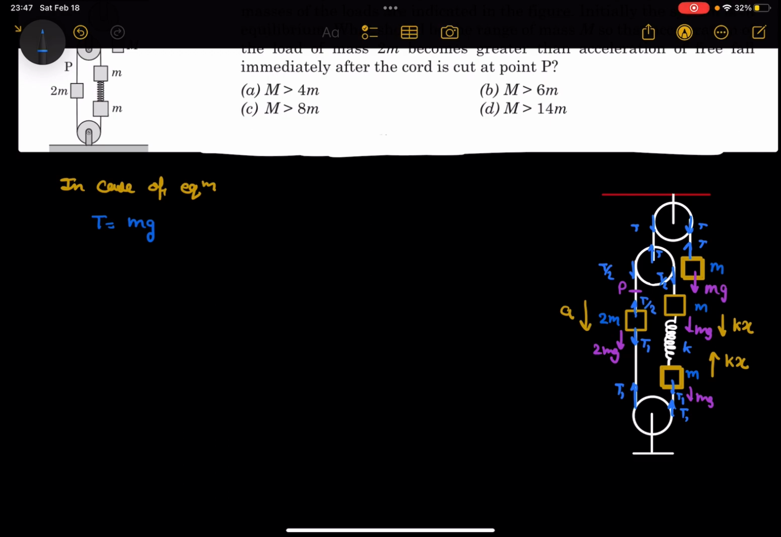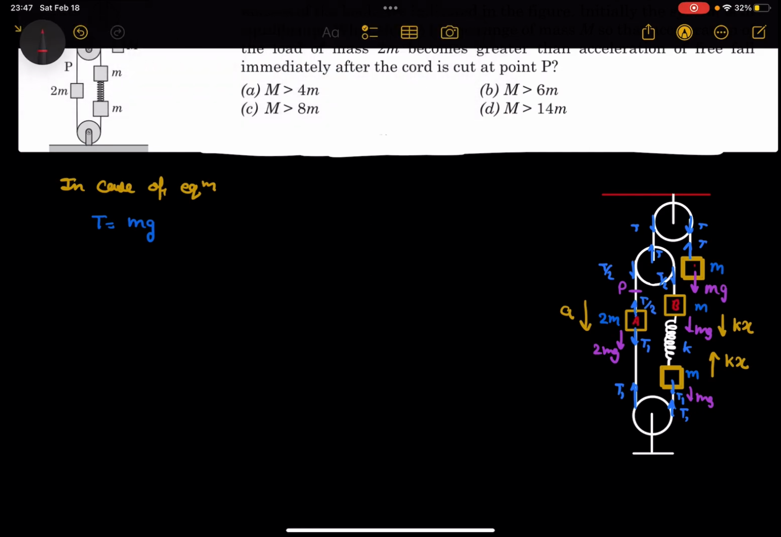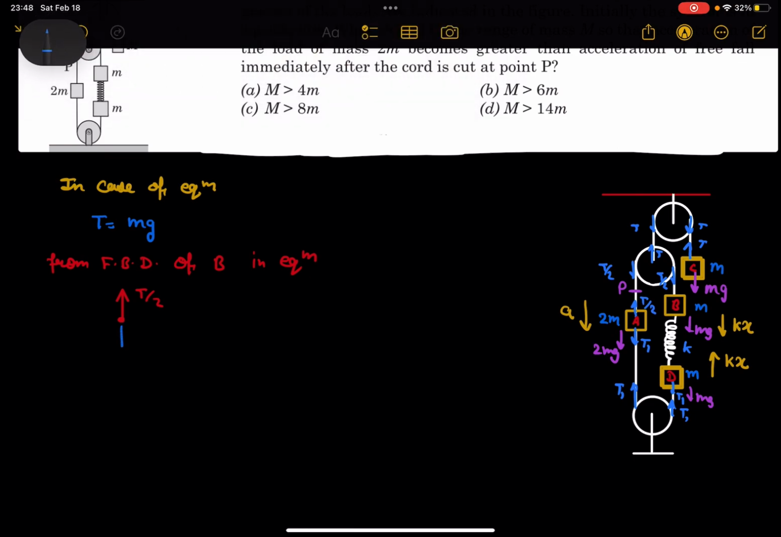And my dear friend, I want to give the naming so you can understand carefully. So this is A block, this is B block, this is C block, and this is D block. So from the FBD of B in equilibrium, you can say that T by 2 is acting upward and mg and kx are acting downward.